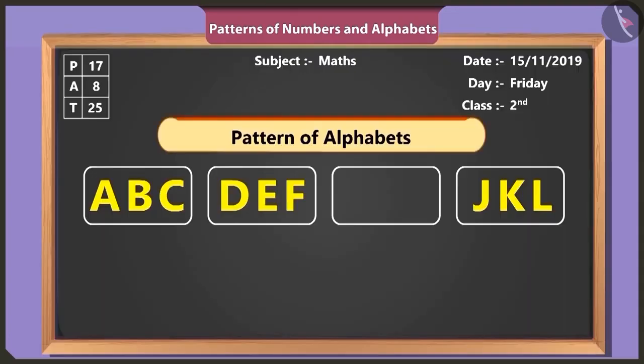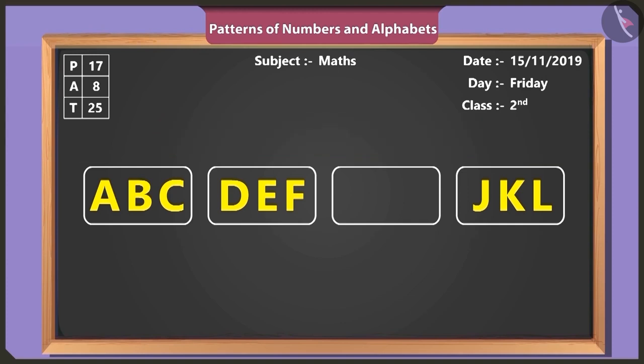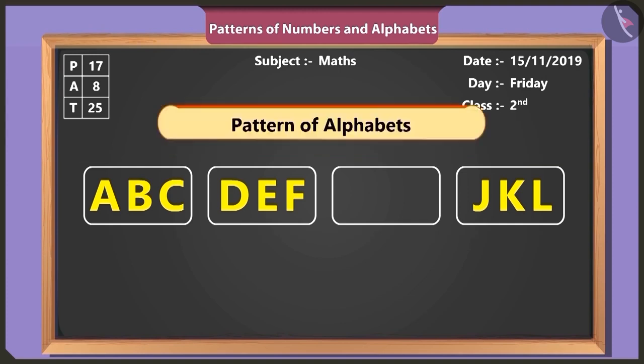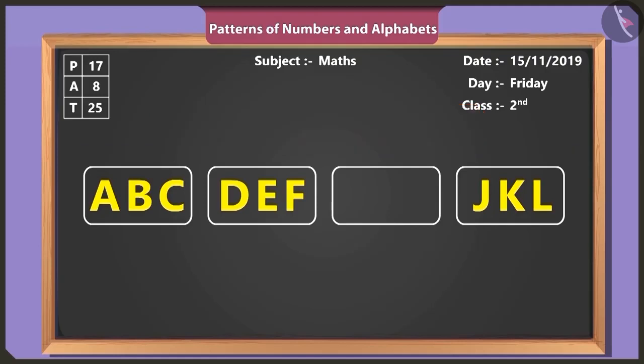Now solve this puzzle made of an alphabet pattern. This pattern is made of English alphabets A, B, C, D. And yes, each term of this pattern has 3 alphabets. So, here following ABC and DEF, the next term will be GHI because it is followed by JKL.